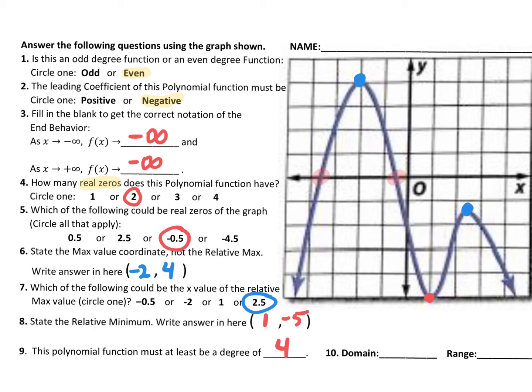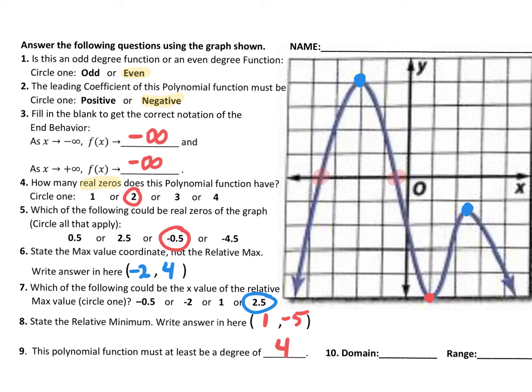Could it be 6? Yes. Could it be 8? Yes. Could it be 9? Can't be 9. Why not? Because 9 is an odd degree function, and we know odd degree functions don't have an even amount of arrows going down. It would be up here and down here, or up here and down here. So we say that it's at least 4. It's even. That means it could be 4, it could be 6, it could be 8. It can't be 7 because that would be an odd degree function, and obviously this is not an odd degree function.